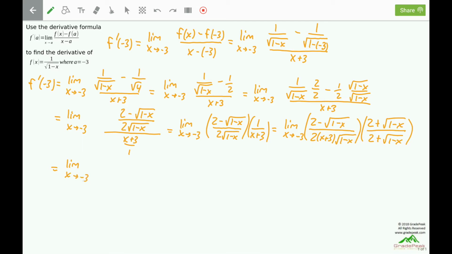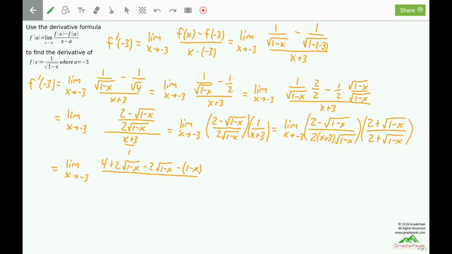Limit as x goes to negative 3 of. Now, the numerator is a root conjugate pair. We're going to FOIL it. First, 2 times 2. That's a 4. Outside, 2 times the root will be a positive 2 times the root. Inside, negative root times a 2 will be negative 2 times the root. And last will be negative root of 1 minus x times a positive root of 1 minus x, which will be a negative 1 minus x, but notice that it's the negative of the entire 1 minus x expression. Put it in parentheses so we'd be sure to distribute that negative sign.